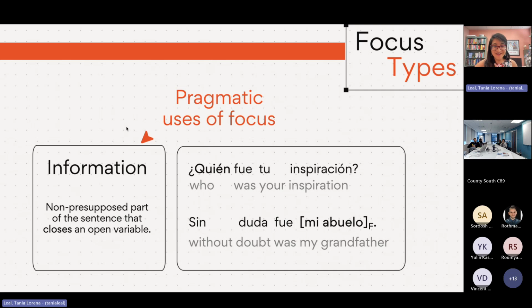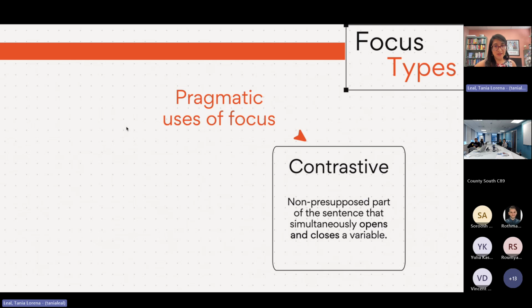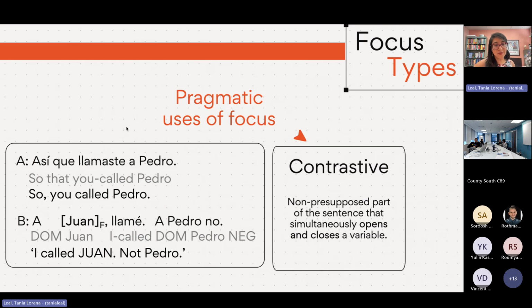And actually, I was introduced to this in one of Jason's classes when he presented Zubizarreta's work, and I actually didn't like the sentences, and that's what started this whole thing. So the focus is what's new, what's informative in the exchange, the piece that completes the question and updates the listener's knowledge. Now, contrastive focus, I'm going to give you an example in Spanish, but in English, we have something very, very similar.